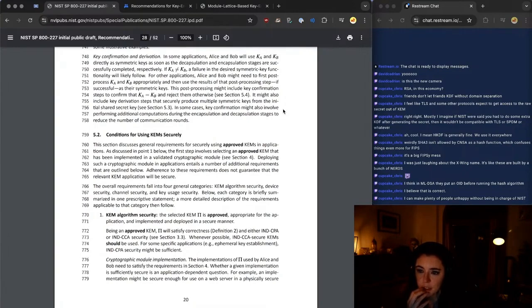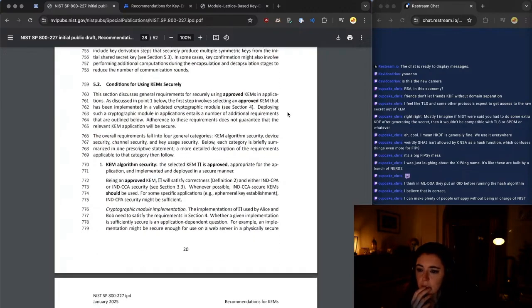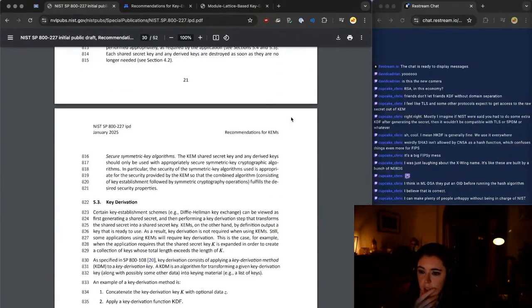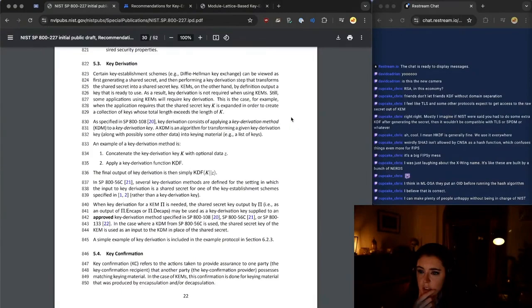Yeah, it might also include key derivation steps to securely produce multiple symmetric keys from the initial shared secret key, like TLS 1.3. They kind of use it for different pieces. In some cases, key confirmation might also include performing additional computations during the encapsulation and decapsulation stages to produce another round of information. Interesting. Okay. I think I skimmed this before. Key derivation.